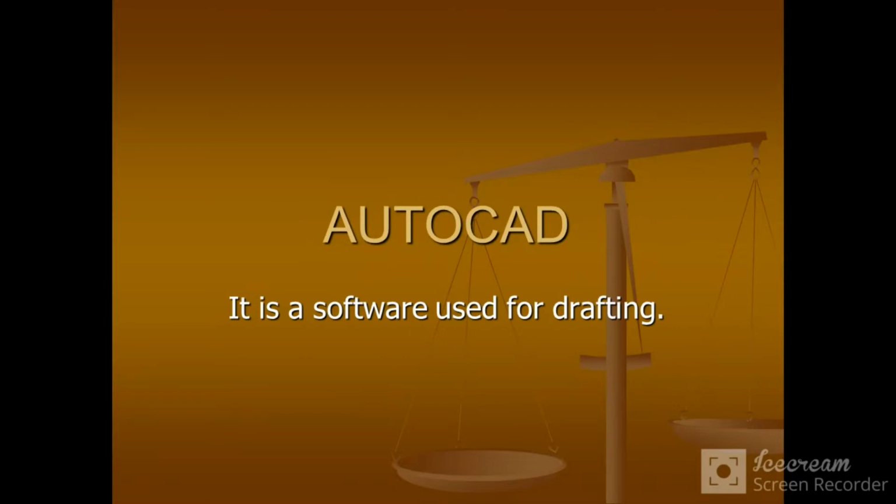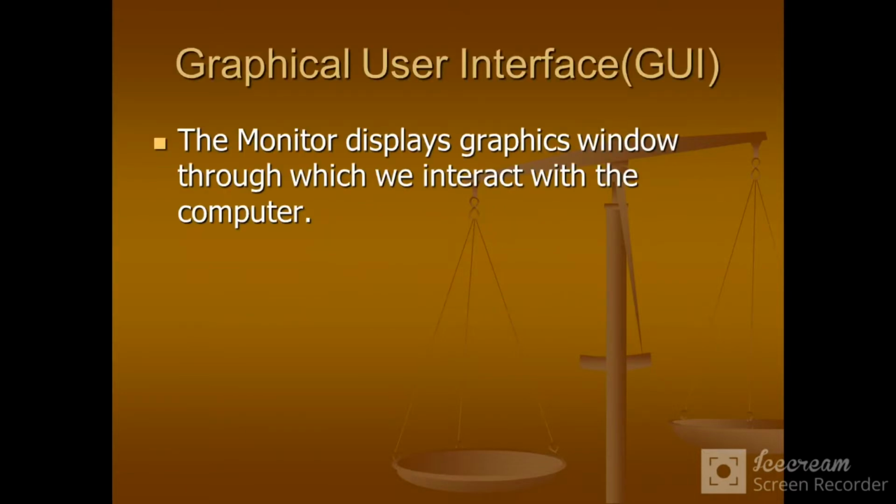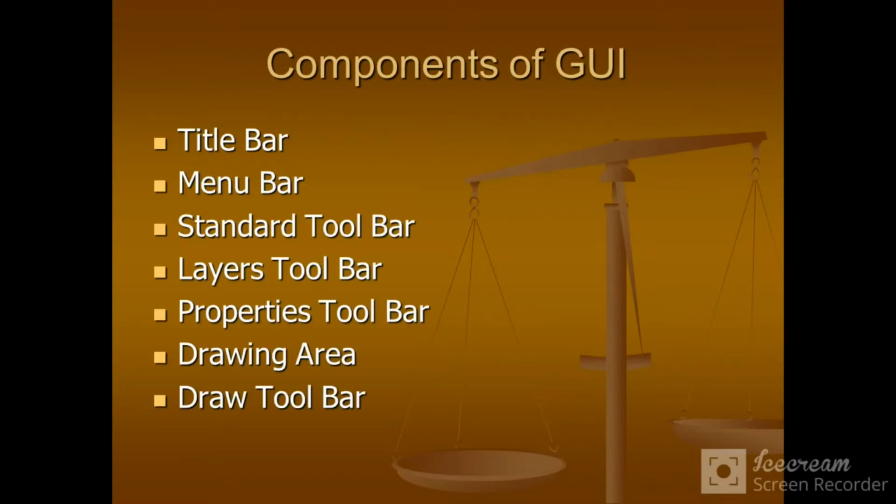So what is AutoCAD? It is a software used for drafting. What is GUI? Graphical User Interface. The monitor displays a graphics window through which we interact with the computer.